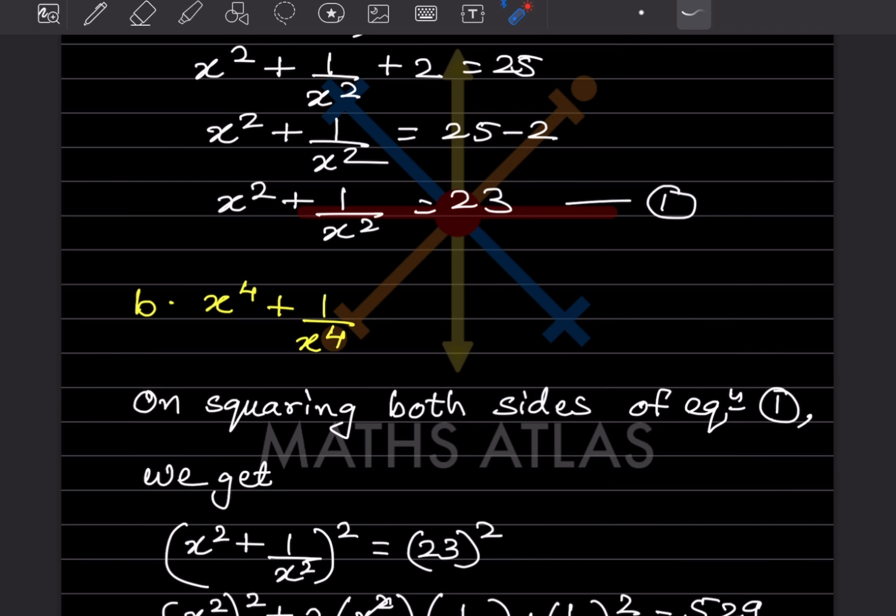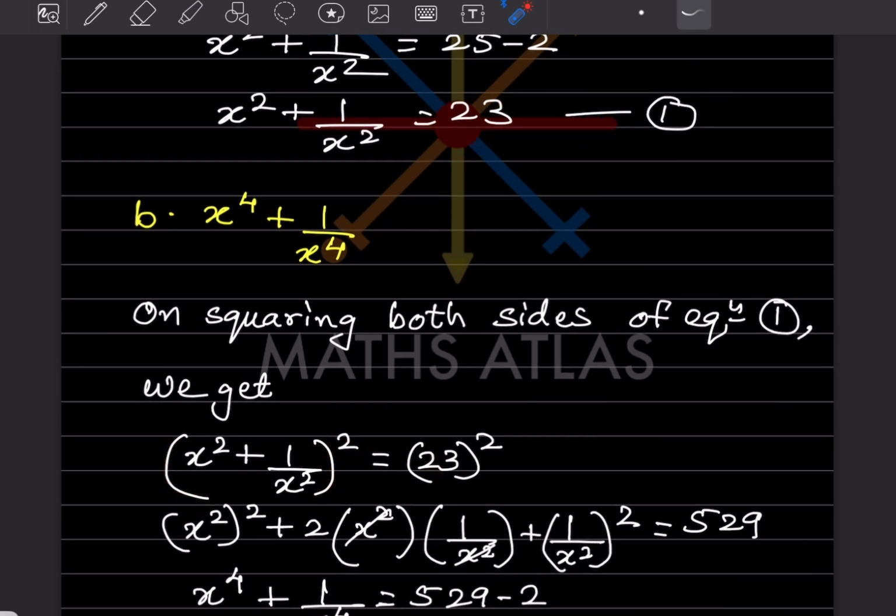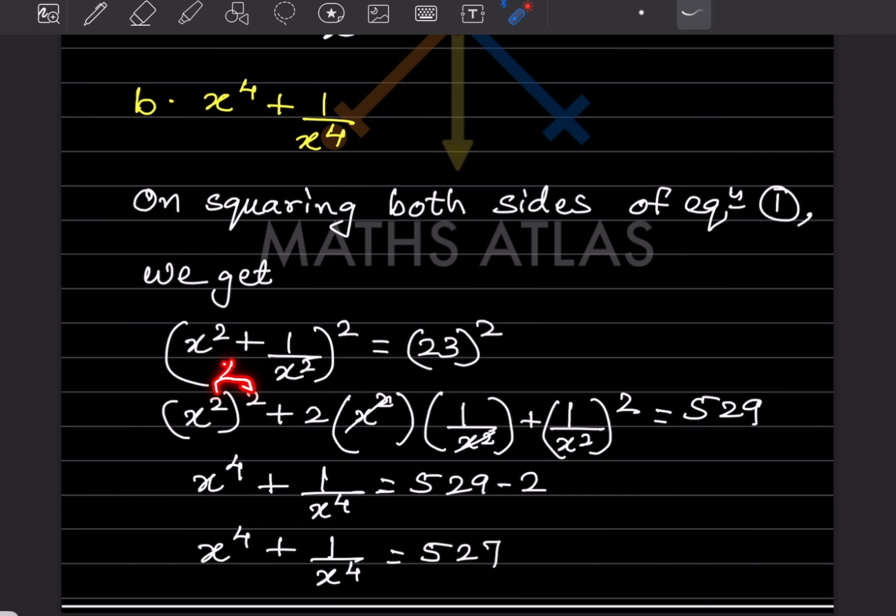So what do we get? x square plus 1 by x square whole bracket square, and that is going to be 23 square. Now this is a and b, so the square of that is going to be x square raised to 2 plus 2 into a and b plus b square. So 23 square is 23 into 23, that will be 529. Now what will be here? This means multiplication. So a raised to m raised to n is going to be a raised to mn.